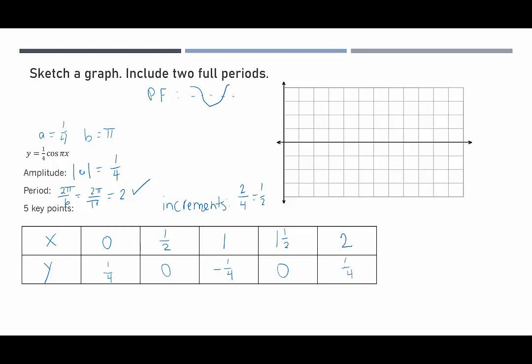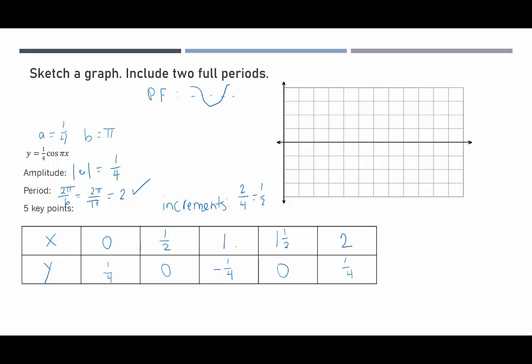And now we're ready to sketch a graph of these. And remember, if you're ever in doubt, if you ever are concerned about your y values, this one's a little bit tricky. Well, no, it's not, because cosine of 0 is 1. Then you would have cosine of pi over 2 would be 0.